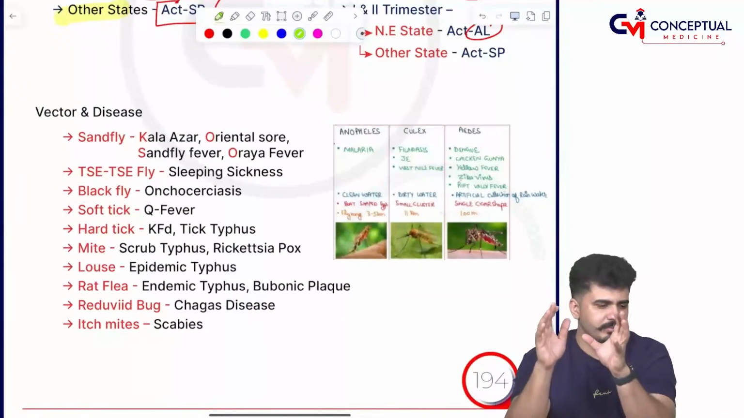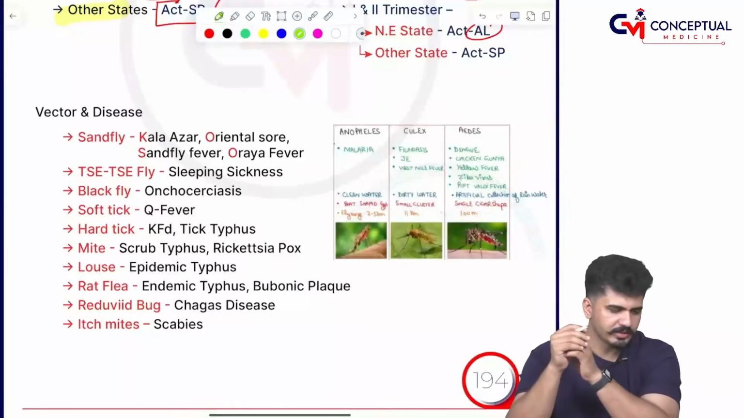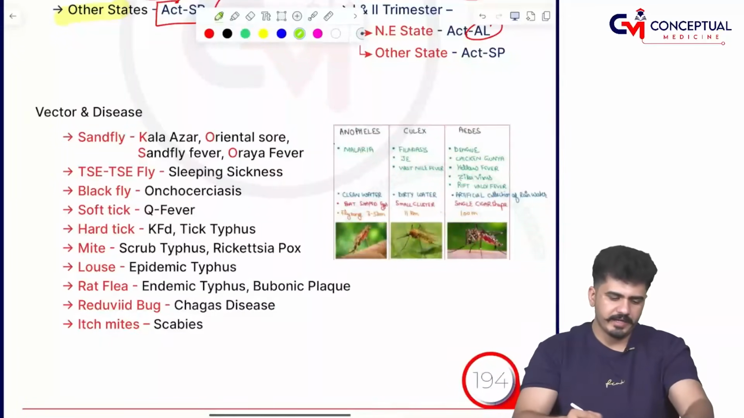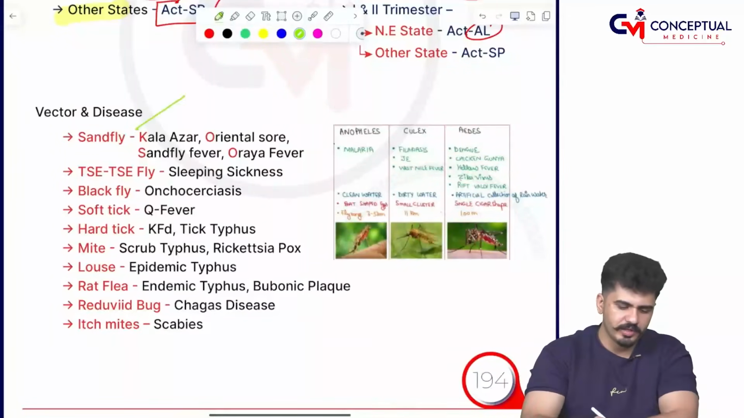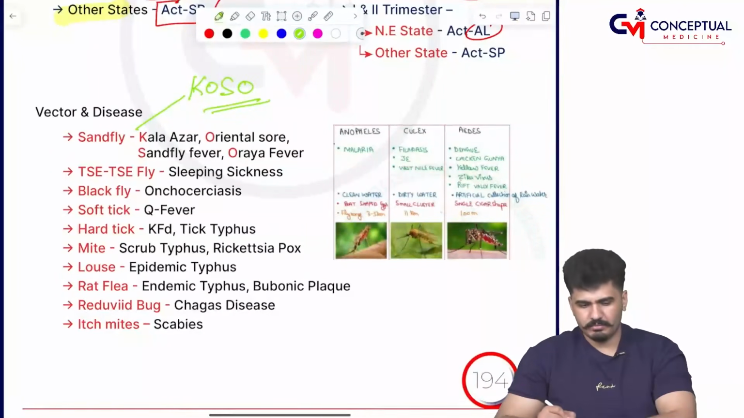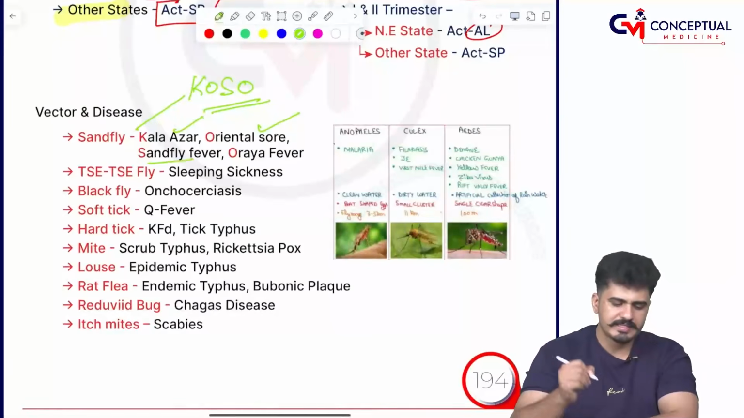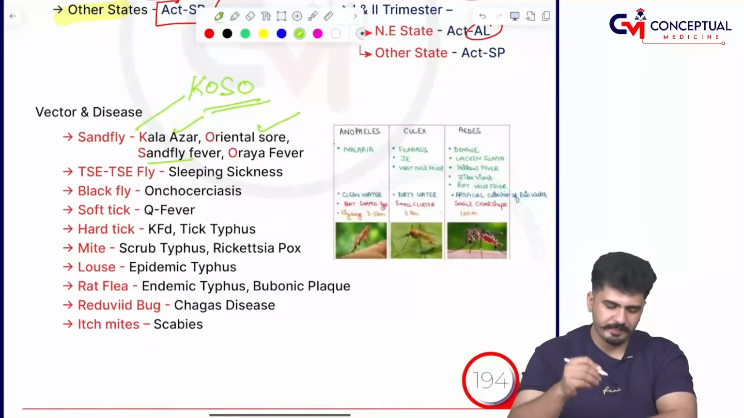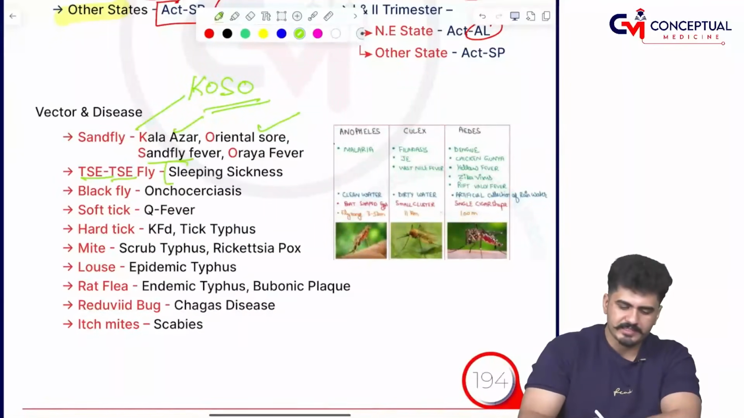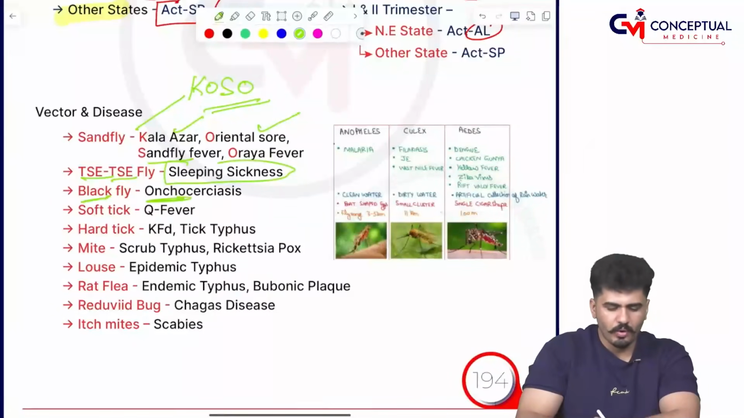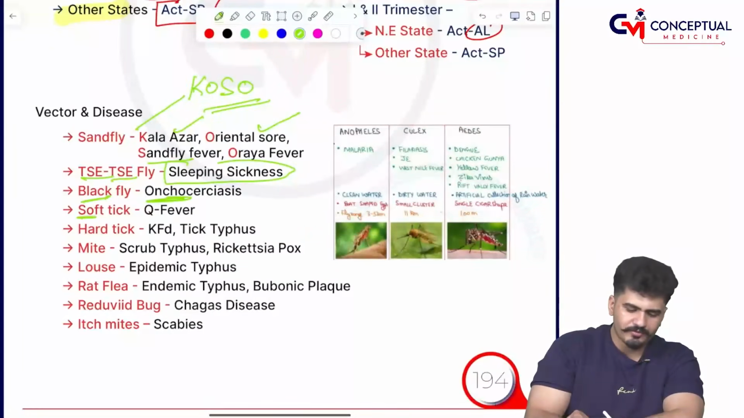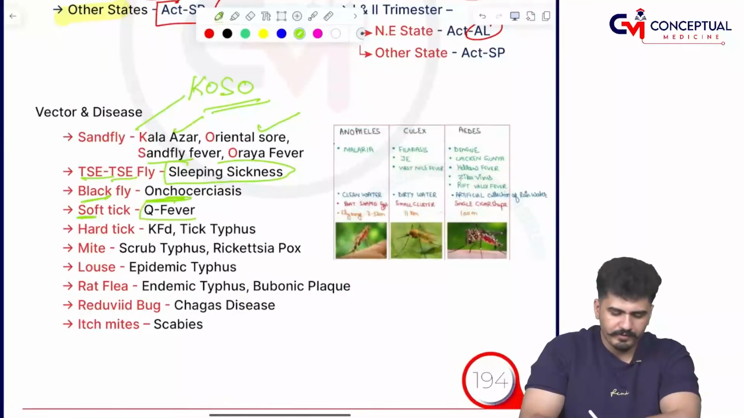Now, coming on to the vectors and the diseases, my dear friends. Along with me, you all have to answer in the chat box. Sandfly, the mnemonic is KOSO: K for Kala Azar, O for Oriental Sore, Sandfly fever, Oroya fever. Tsetse fly, sleeping sickness. Black fly, onchocerciasis. Soft tick is Q for Q fever.